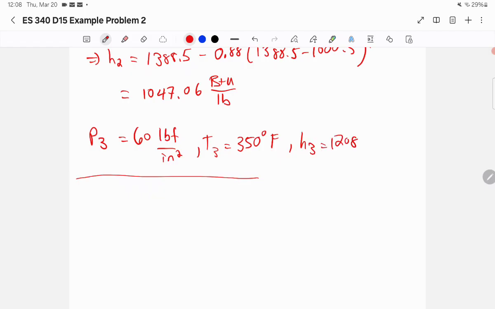So I can read this directly off the table, and off of the table I get H3 equal to 1208. This is superheated, by the way. A4E is the table that I'll use here, because this ends up being superheated. 1208.2 BTU per pound, and S3 ends up being 1.6830 BTU per pound times degree R. Okay, so that was easy enough to read those off.